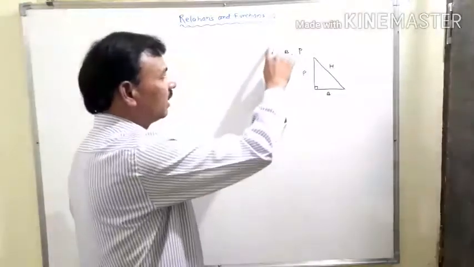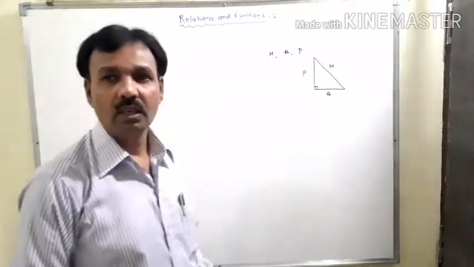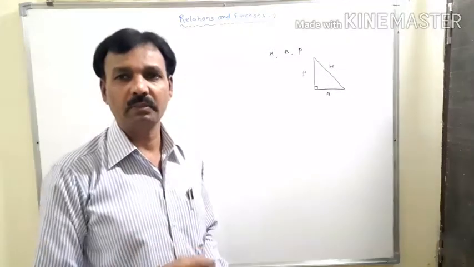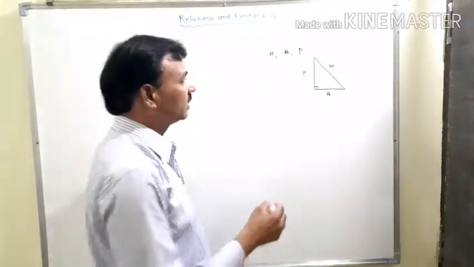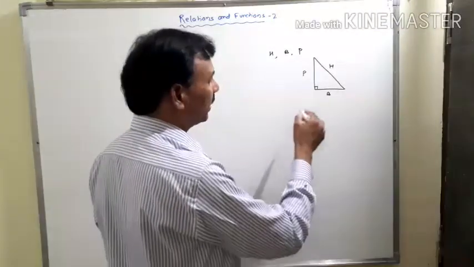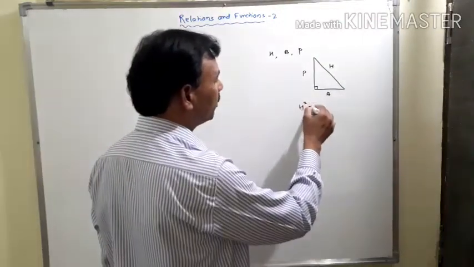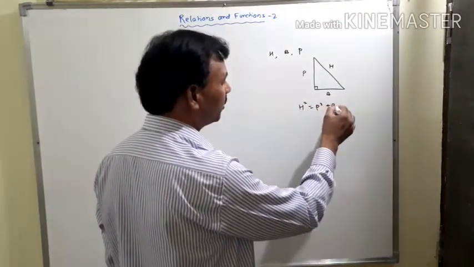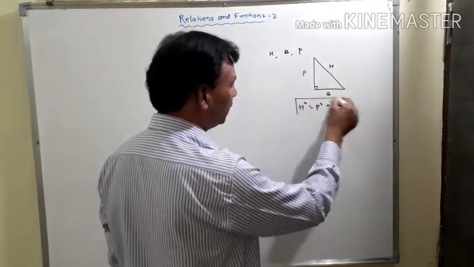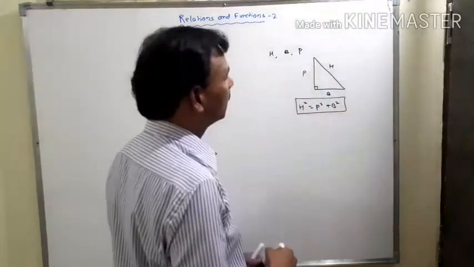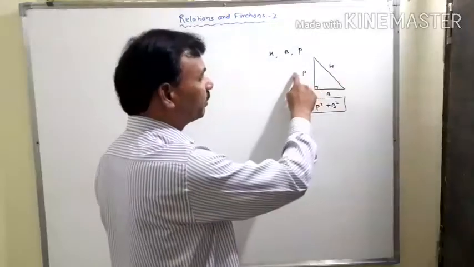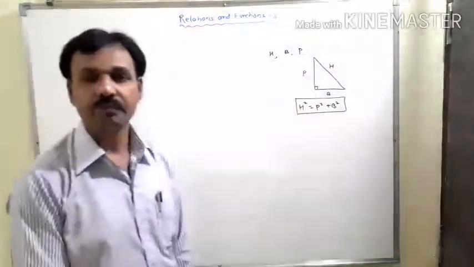Among these three sides, one relation is given by Pythagoras, which is known as the Pythagoras theorem. By this theorem, h square equals p square plus b square. This is a mathematical relation between hypotenuse, perpendicular and base.